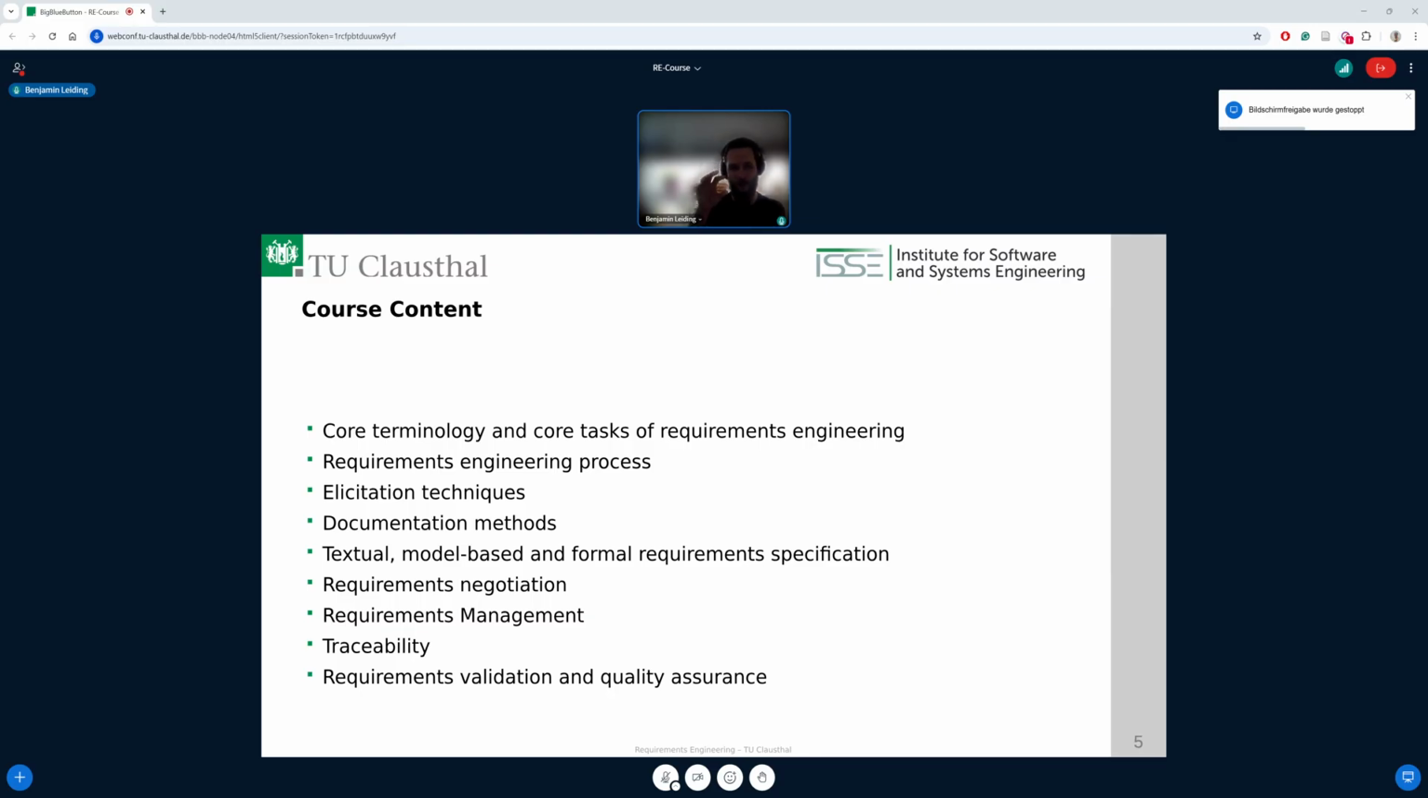Because sometimes in large projects, you have a requirement, and it's not quite clear where it came from and what the reasoning was to phrase that requirement in exactly that way and assign constraints A, B, and C to that. And then finally, requirements validation and quality assurance.